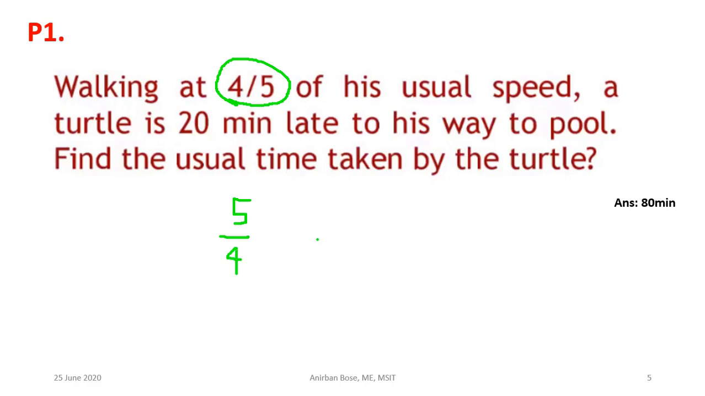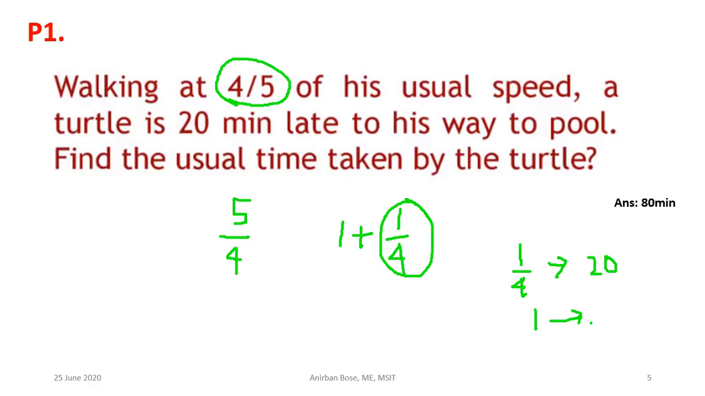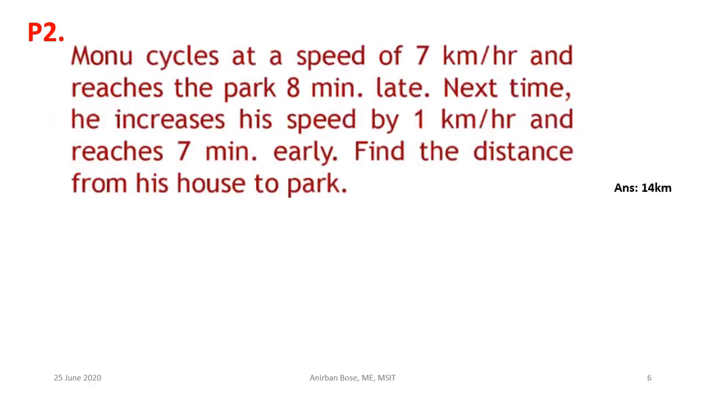So how much more than the original time? How much more from 1? 5 by 4 is nothing but 1 plus 1 by 4. So 1 by 4 is the extra time that is required. So 1 by 4 corresponds to 20 minutes because the turtle is 20 minutes late. So what is the total time? The total time corresponds to 80 minutes. So in this way we can solve the problem. Coming to the next problem.